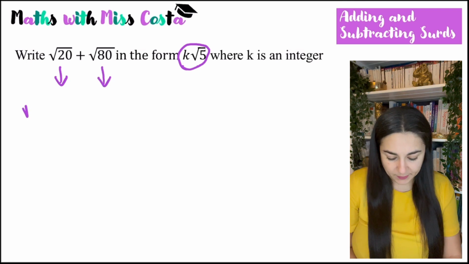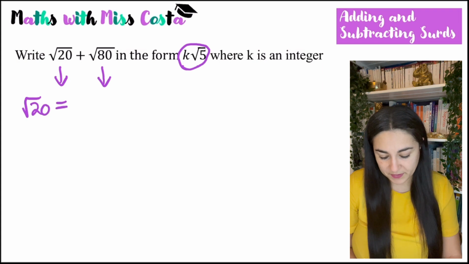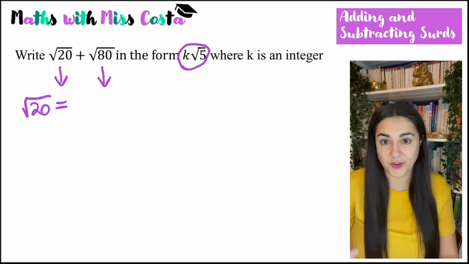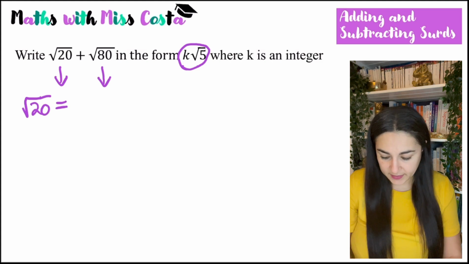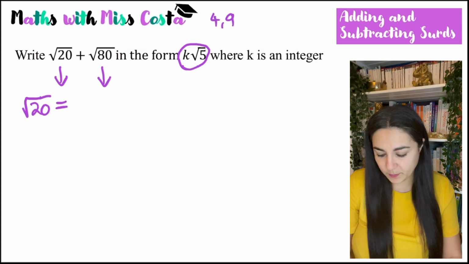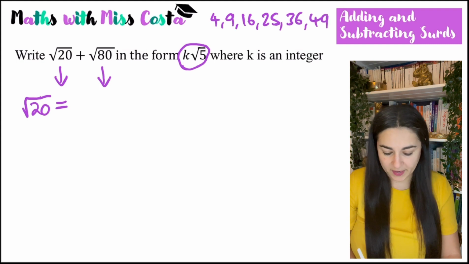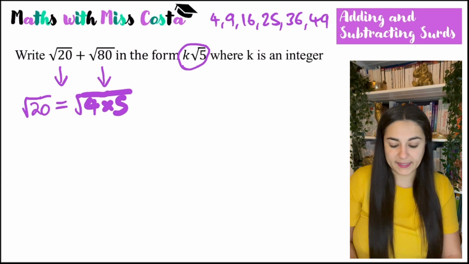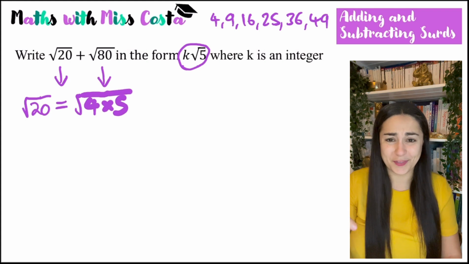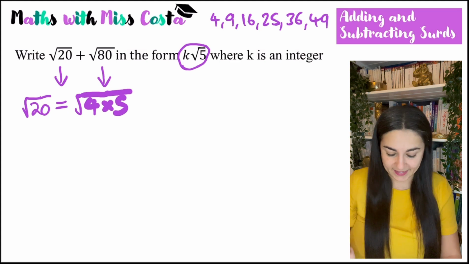So let's have a look at the square root of 20 first. Remember, to simplify surds, what we want to do is find the largest square number that fits into them and take that out. So let's just write the square numbers up again. We've got 4, 9, 16, 25, 36, 49. And what's the largest square number that would multiply into 20? That would be 4. So I could write that as 4 times 5. Because whatever's inside the surd, as long as it's a multiplication of the original, then it's exactly the same.